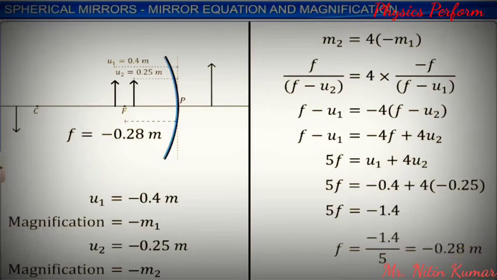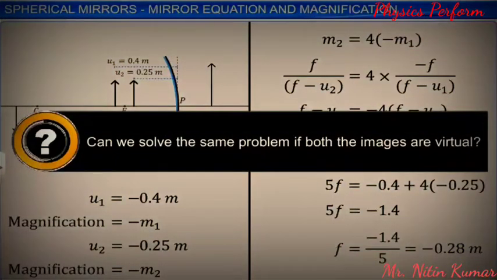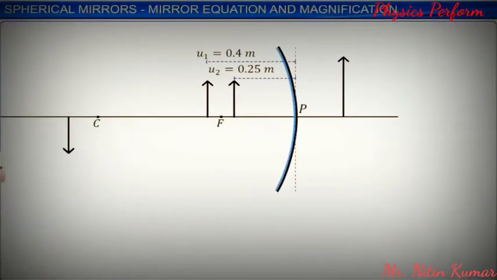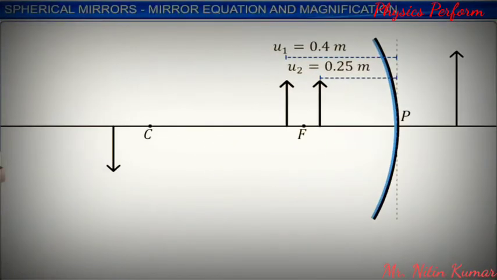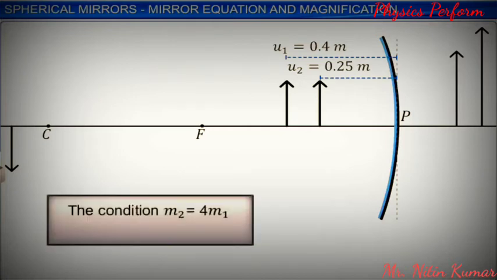Can we solve the same problem if both the images are virtual? To get virtual images in both cases, the object must be between F and P. As the object is moved from F to P, the size of the virtual image decreases. As such, the condition M2 is 4 times M1 cannot be fulfilled.